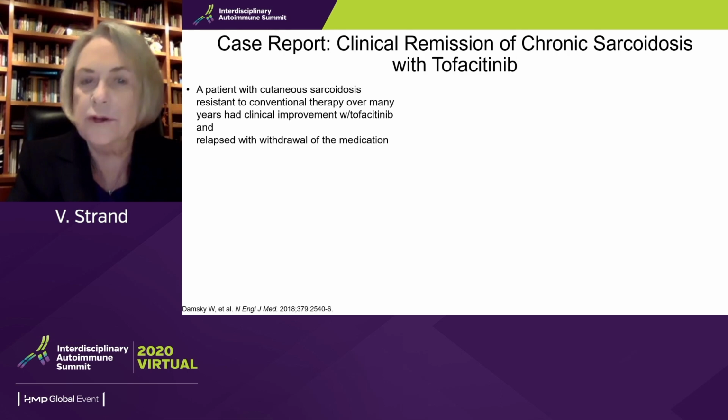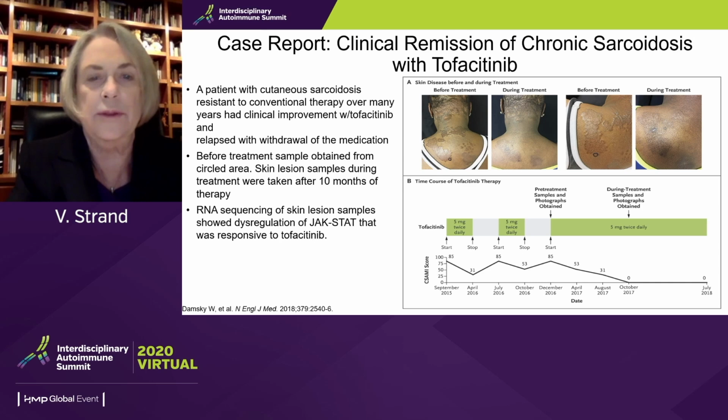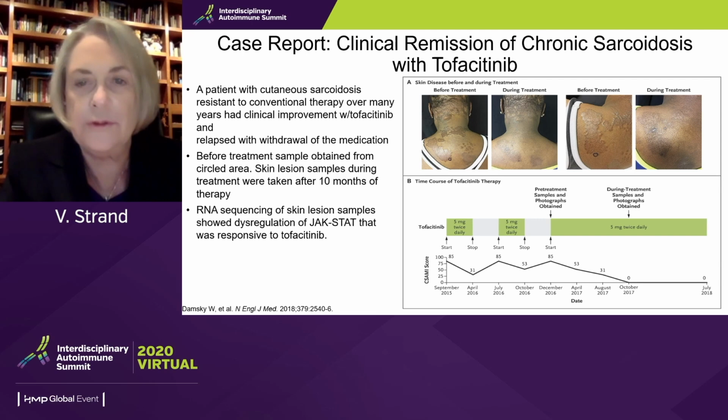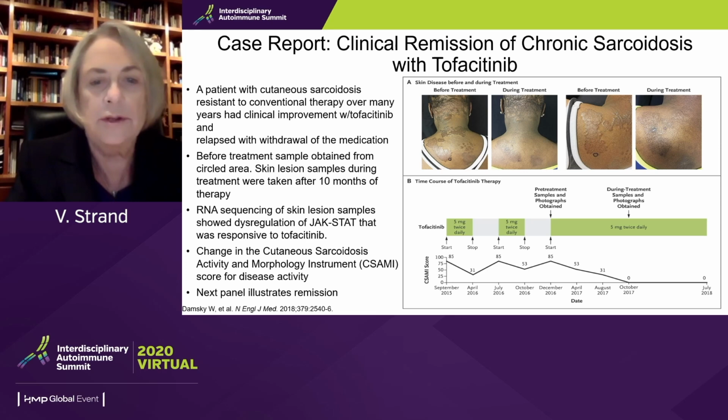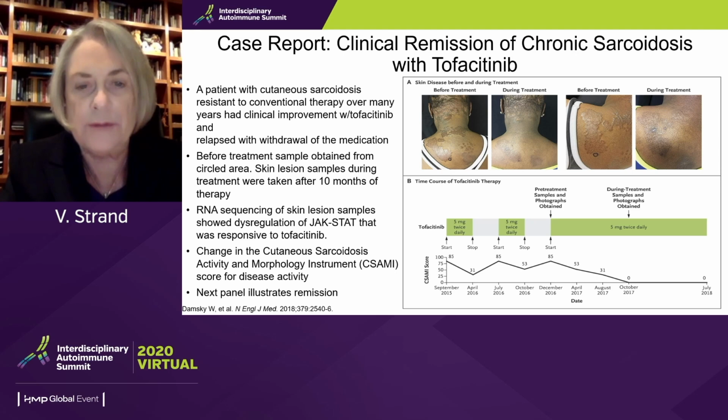So this is a very interesting single case report in New England Journal of a patient who had chronic sarcoidosis that had never responded to therapy. And what we're seeing on the left is the pre-dose and on the right, the post-dose pictures. And this is obviously of the skin across the neck and back and also the shoulder. And what you can see looking down below is we're looking at the cutaneous sarcoidosis activity and morbidity score. And you can see that each time tofacitinib is started with the green bar, you see responses. And then when it's stopped, the activity goes up again, and then it responds again until finally the third time the therapy is continued and there's long-term responses.